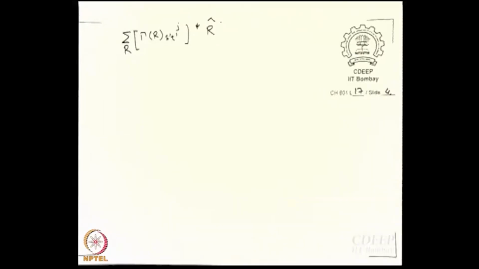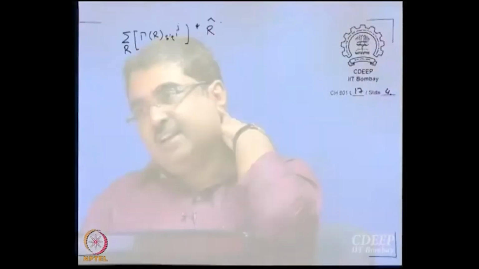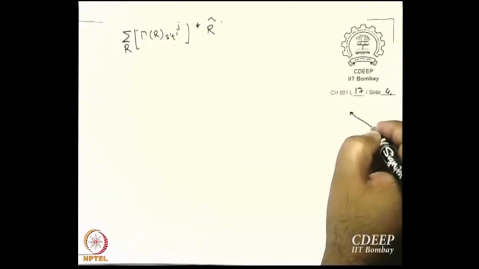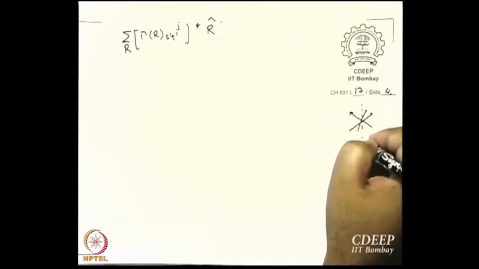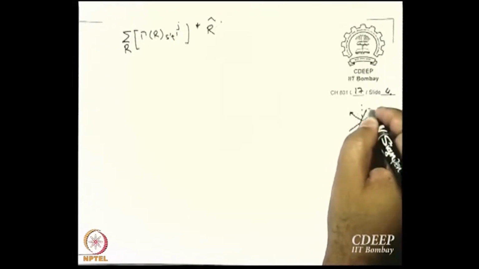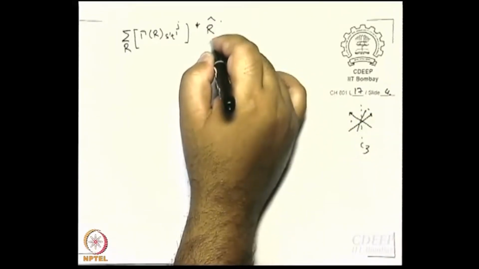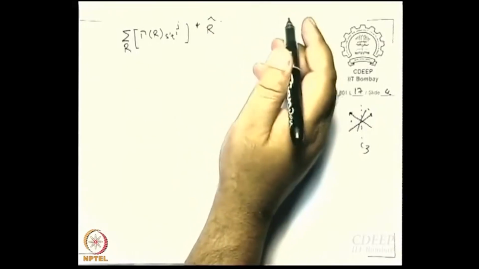Let us say we are talking about the Px, Py, Pz orbitals, right? And we are talking about a C3 operation that is like this. So Px, Py, Pz, and this is your C3 operation. Then what will happen if you apply C3? Px becomes Py, Py becomes Pz, Pz becomes Px. So if you make this R hat operate on Px, the result you get is Py.